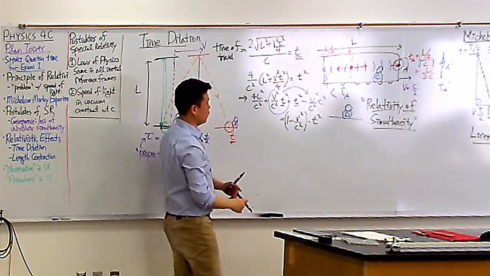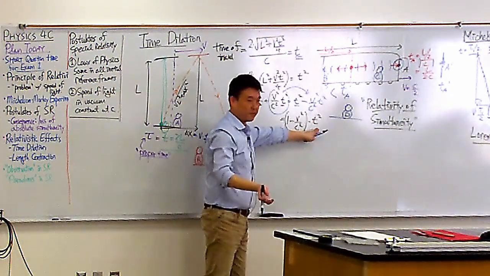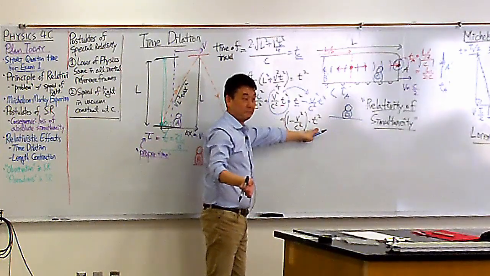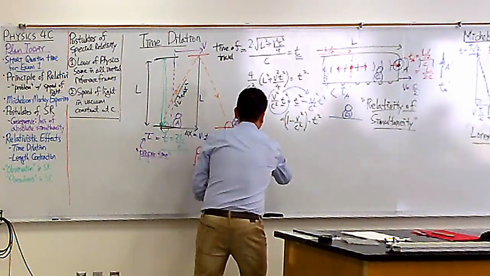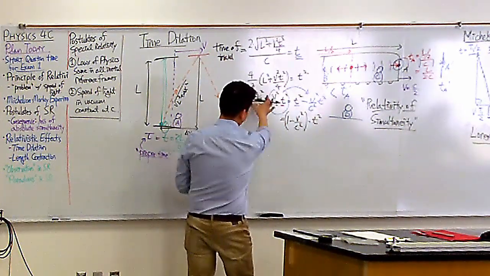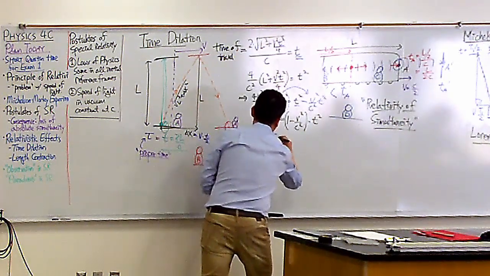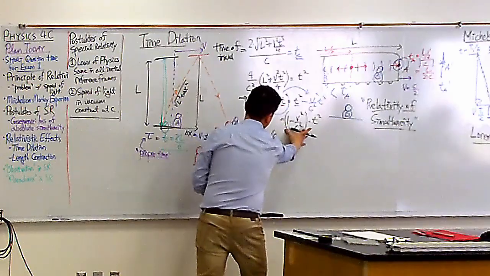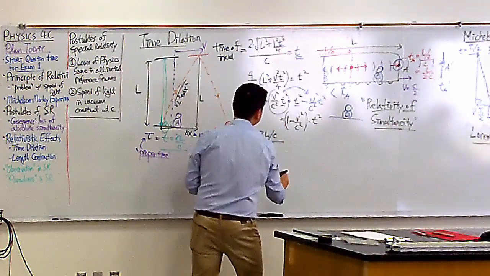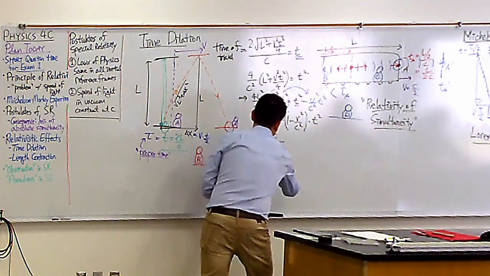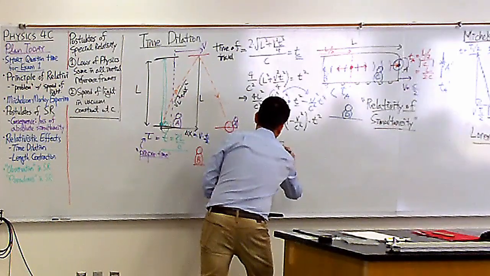All right, I'm going to solve for t in one single step. Everyone okay with that? Okay, let me do that. T is equal to square root of this. So 2L divided by c, divided by the square root of 1 minus v squared over c squared.